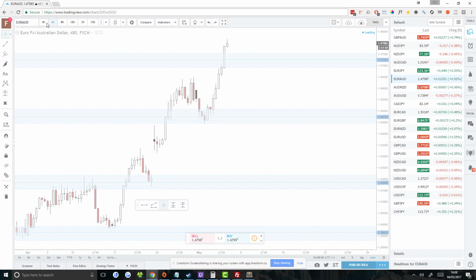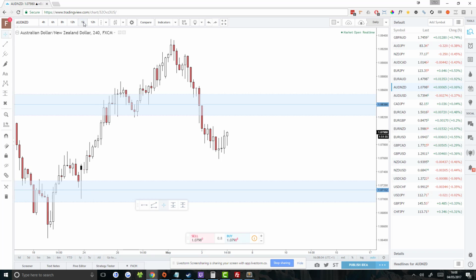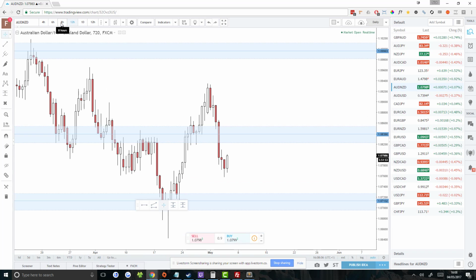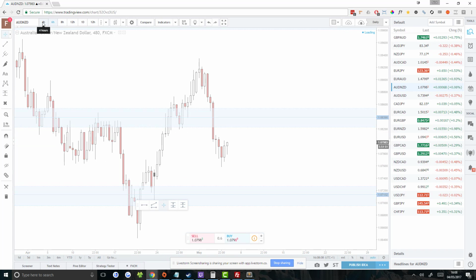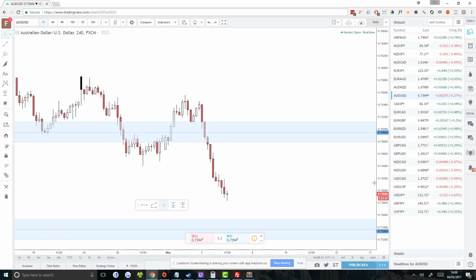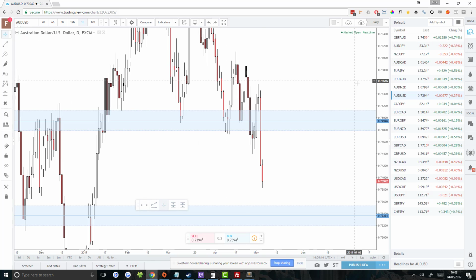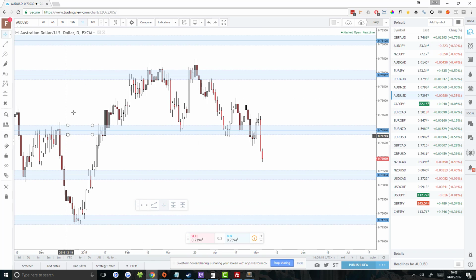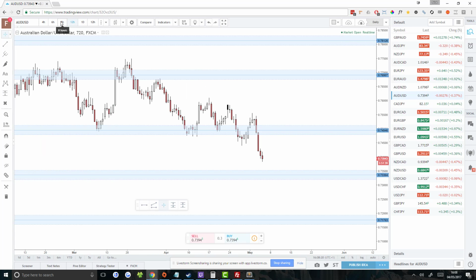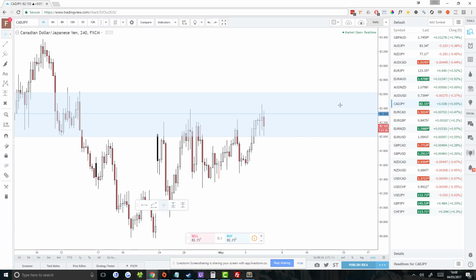Euro AUD is trending. It's broken above resistance, so no potential there. AUD New Zealand is in between 2 support resistance areas. So no real setup there. AUDUSD. AUDUSD is trending down, but it's not on support. So there's nothing I would really want to trade here.